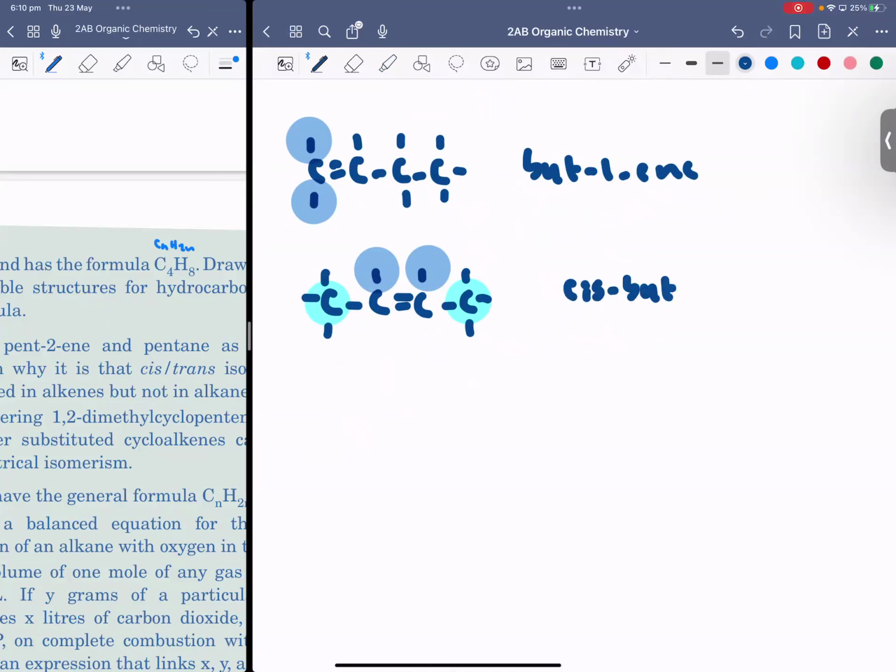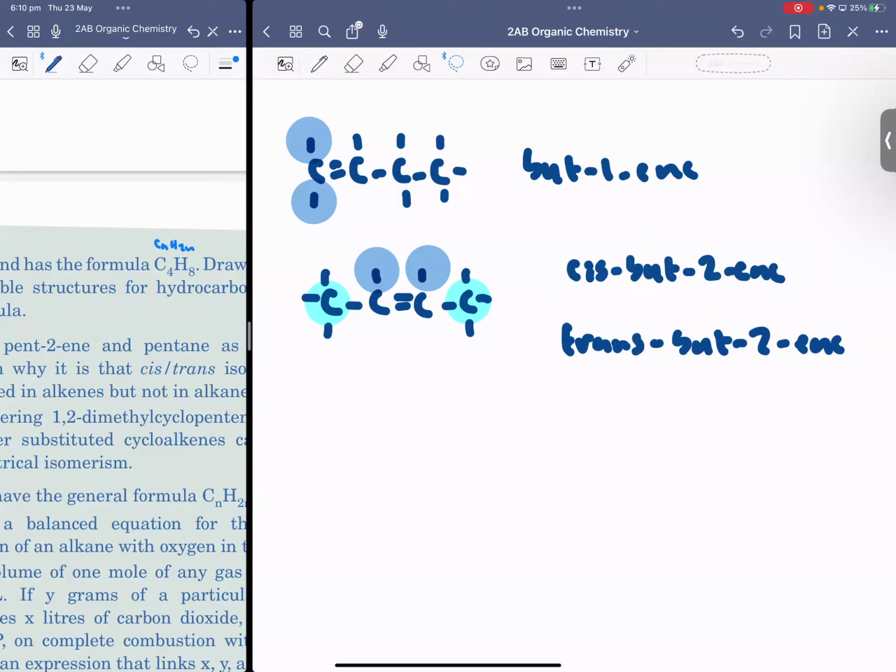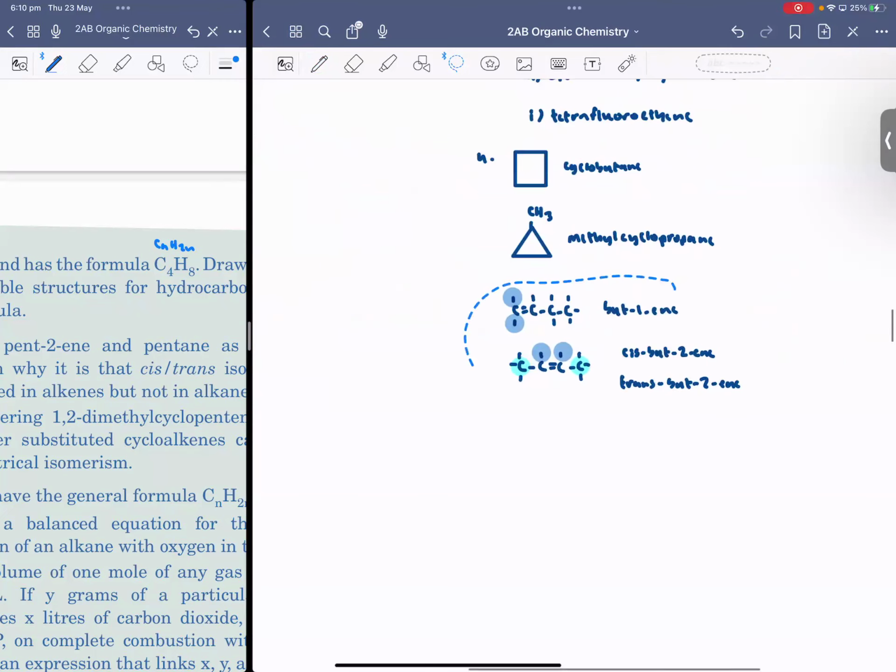Cis butene and trans butene. The question says possible structures, so it's a little bit confusing. Does structures mean structural formula, in which case you just write butene, or do we write the geometric isomers? Either way, you get what I'm trying to say. All right. We've done all the straight alkenes. What's left?